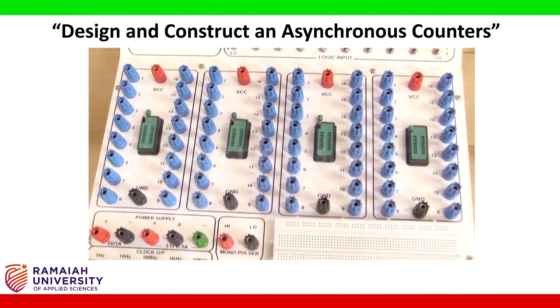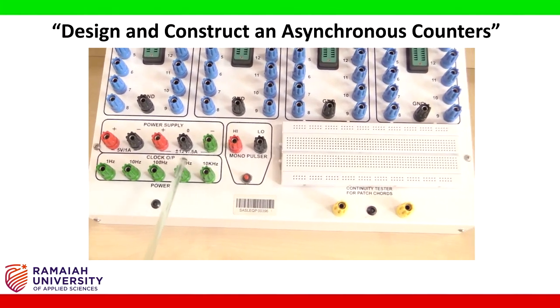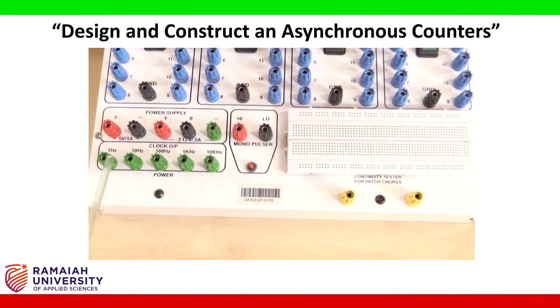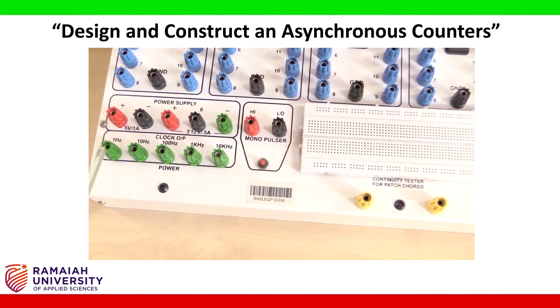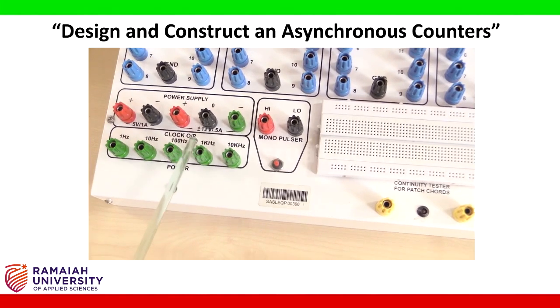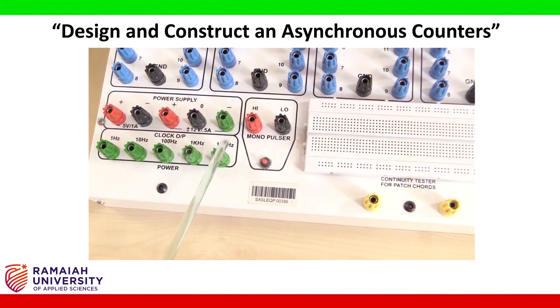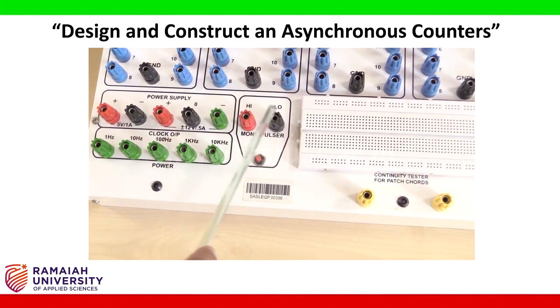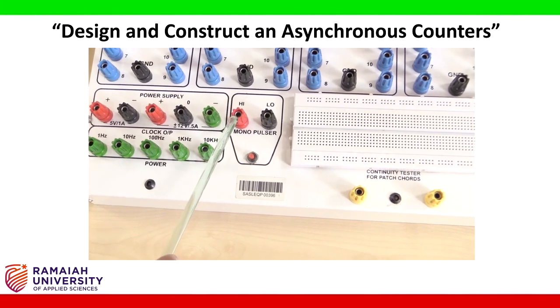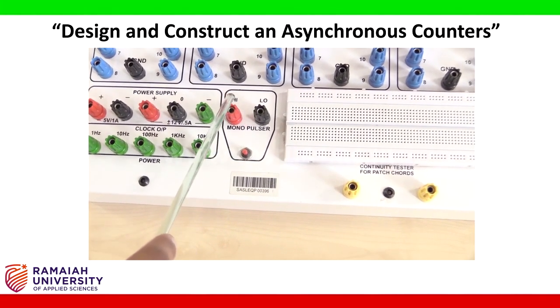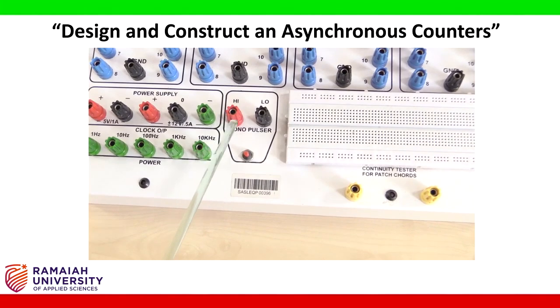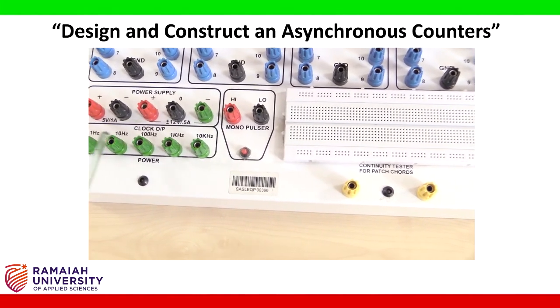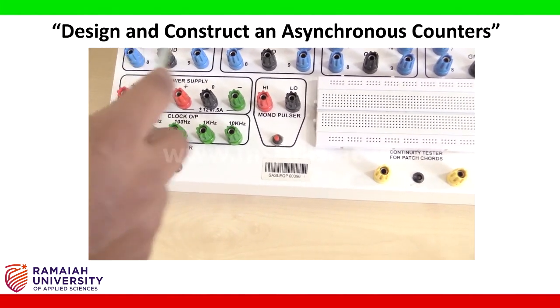And here there are 5 clock signals of various frequencies: 1 Hz, 10 Hz, 100 Hz, 1 kilohertz and 10 kilohertz. And also you have a mono pulsar here. This is for positive edge trigger, this is for negative edge trigger. So here we can use either mono pulsar or standard clock signals for this experiment.